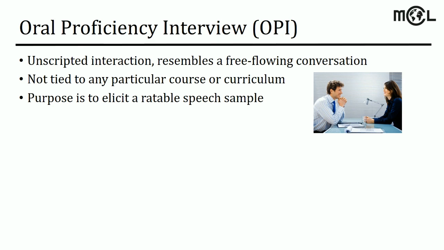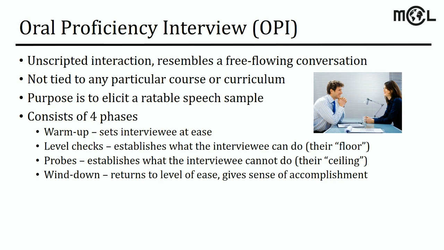The purpose of the OPI is to elicit a rateable speech sample, a sample that can be listened to by a trained rater and given one of the sub-level ratings on the proficiency scale. So the OPI consists of 4 phases. There's a warm-up, which sets the interviewee at ease. He asks some basically easy questions. And then it moves into the level checks, where the purpose is to establish what the interviewee can do fairly easily, confidently, comfortably. What's their floor?